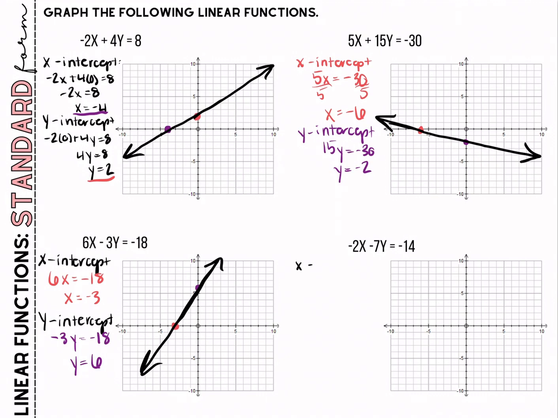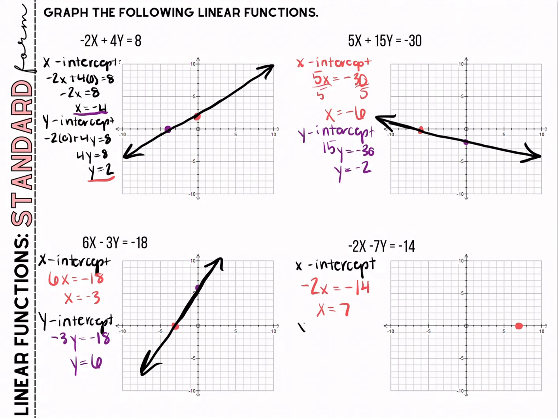Let's do the last one. I have an x-intercept. Remember, when I'm finding the x-intercept, I'm setting y equal to 0, and anything times 0 is 0. So it essentially just cancels out that part of the equation. So I have negative 2x equals negative 14. So x is 7. On the graph, I can go to 7 and plot it.